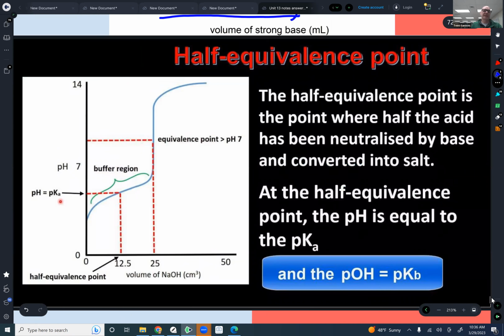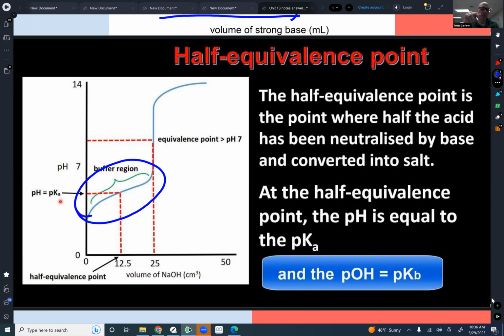We call that place the buffering region of the graph. Now the equivalence point is in the same location. It's the halfway point of the graph, but here's another unique point where the pH and the pKa are equal, right at the quarter or half of the buffering region. So the half point distance between where you establish the equivalence point and the starting point, that's going to be where the pH is equal to the pKa.